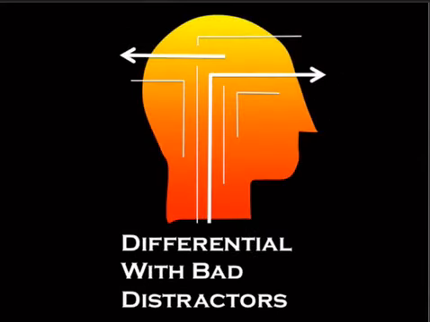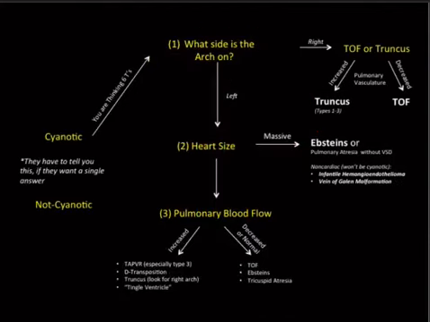So now let's talk about differentials with bad distractors. This is my algorithm for solving multiple choice questions with congenital heart disease. It looks complicated. It's not. It's the simplest one that I think you'll find. I'm biased because I developed it, but I haven't seen anyone else come up with something that's easier to use. So I'll show you how to use it.